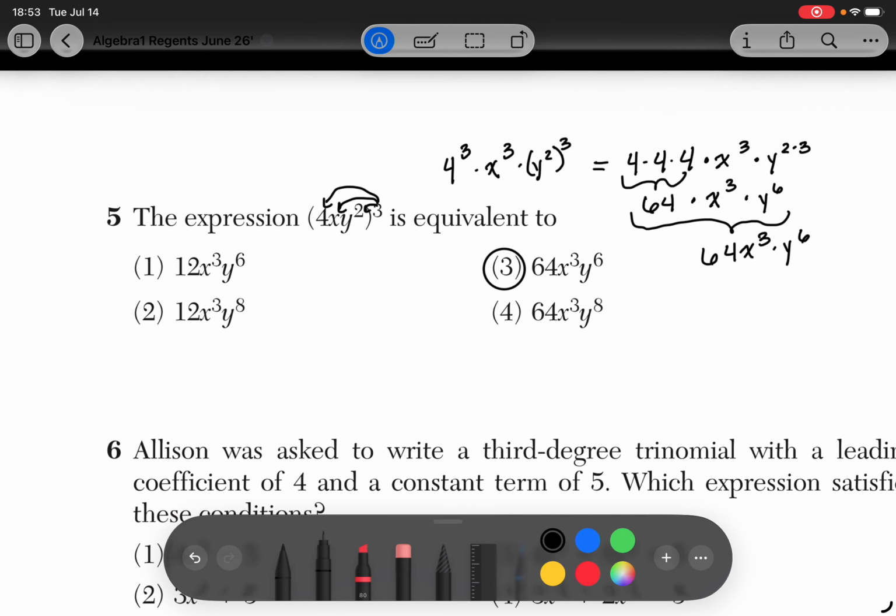If you were to get answer choices 1 or 2, your first mistake would be multiplying 4 times 3. You have to raise 4 to the power of 3, so cube 4. That would be that first mistake. And then for answer choice 4, the mistake would be that raised to the power of 8. You've got to be careful there and make sure that we're multiplying 2 times 3 instead.